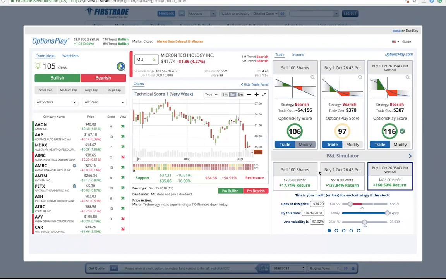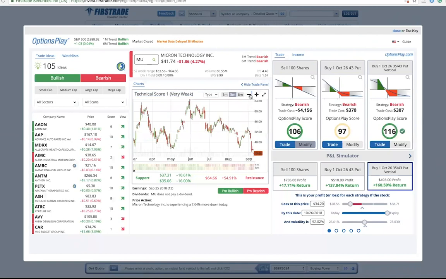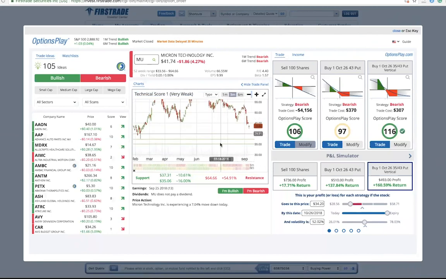So let's say you think it's going to continue going lower. So what can you do? So let's first take a look at a chart. Maybe we think it's going to go down to 35. So as you can see, first of all, what you can do is you can click on I'm bearish on Micron. It's going to present to you 3 bearish strategies as a starting point. You can short 100 shares of the stock, which some of you may have the ability to do, but many of you may not have the margin or the ability to do that.